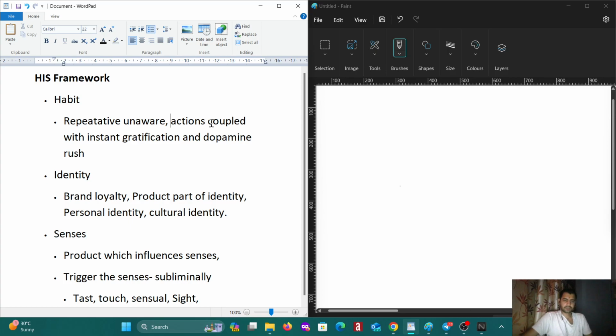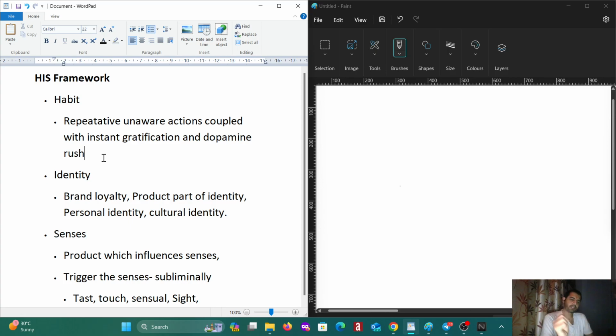A repetitive unaware action coupled with instant gratification and a dopamine rush gives you the formation of a habit. Not necessarily a dopamine rush in a constructive way. It can be negative as well. For example, there are people who pluck their hair. This is also a habit. Pain can also give a dopamine rush, which is why a few people start poking needles in their hands. So this is the first example of habit, and the only example for now.